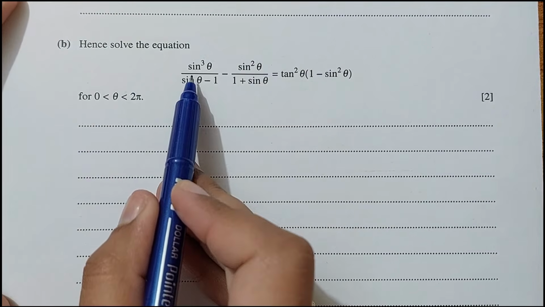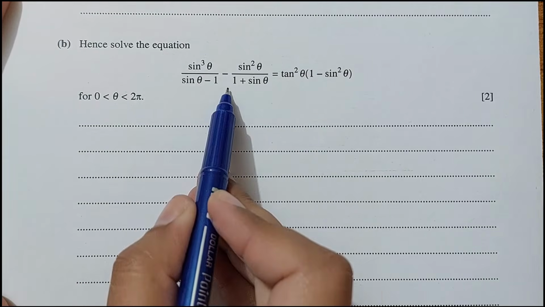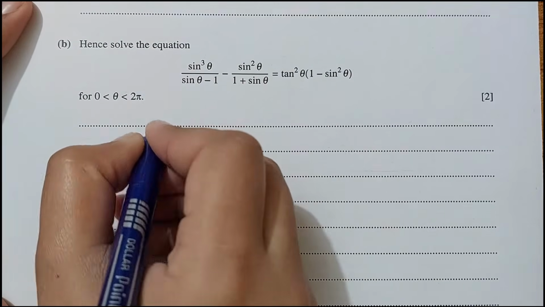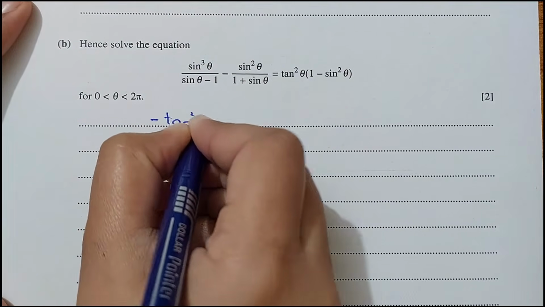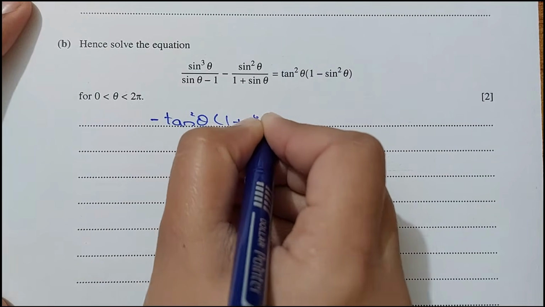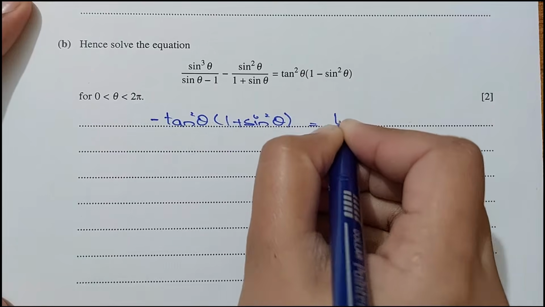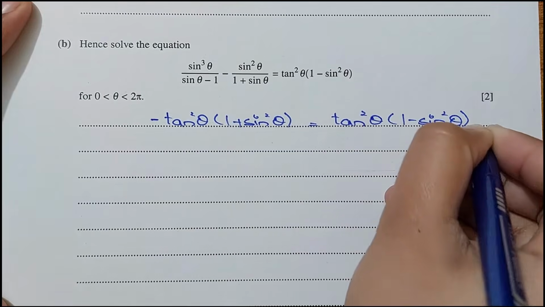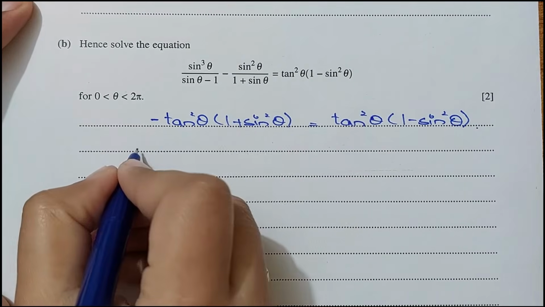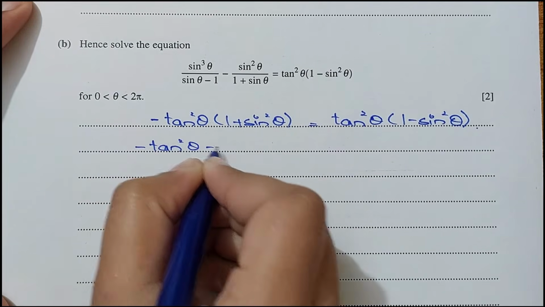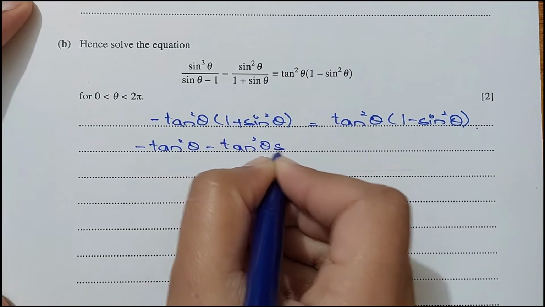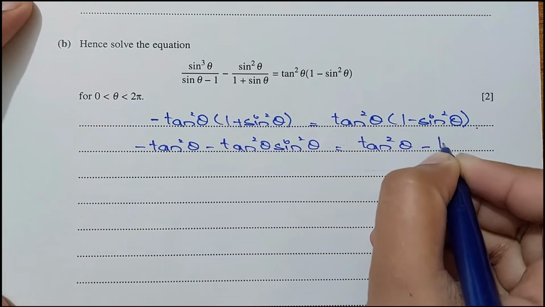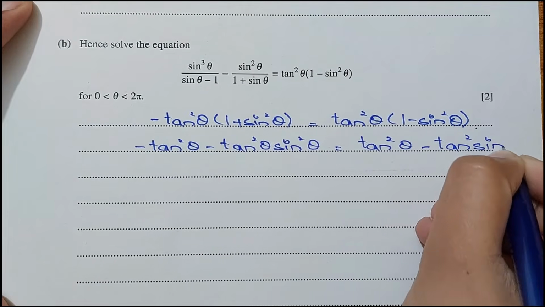Okay, so from the first part we know that sine cube theta over sine theta minus 1 minus sine square theta over 1 plus sine theta, this left hand side, equals minus tan square theta into 1 plus sine square theta, right? And this equals tan square theta into 1 minus sine square theta, right? Let me simplify. Minus tan square theta minus tan square theta sine square theta equals tan square theta minus tan square theta sine square theta.